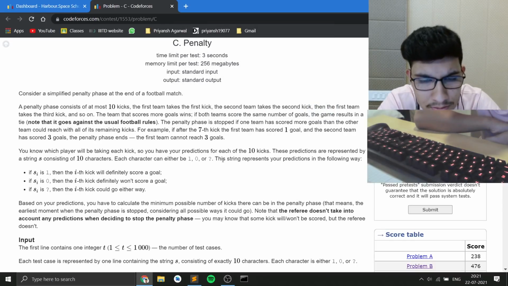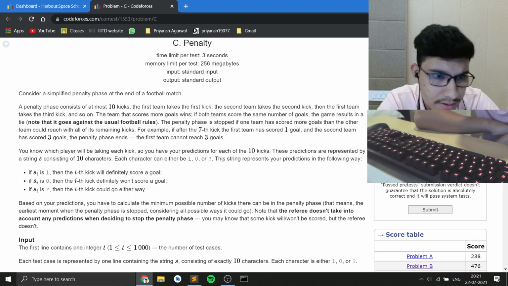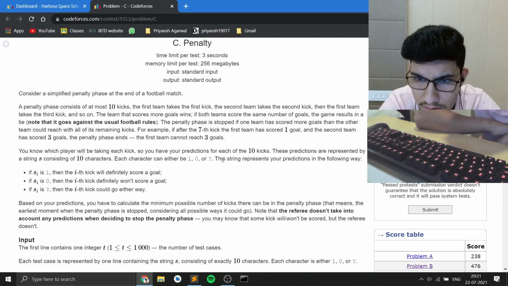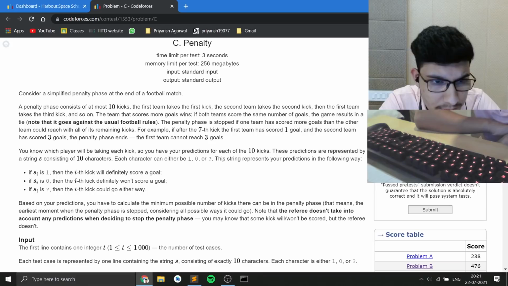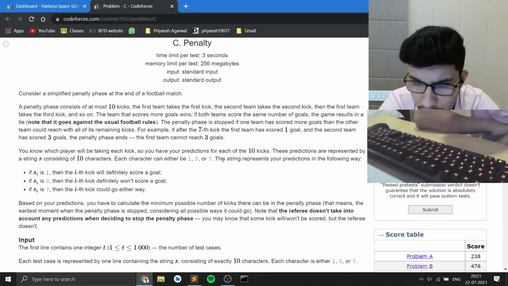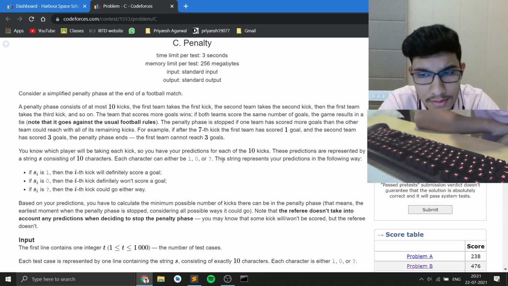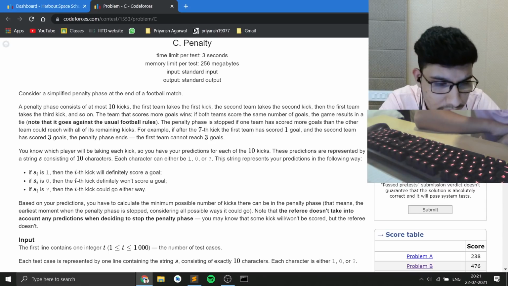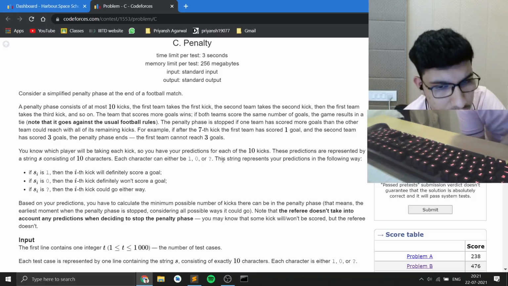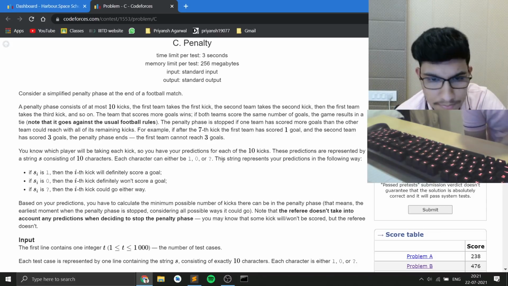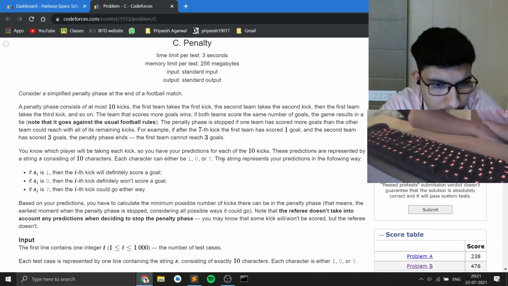Okay. The first team cannot reach 3 goals, right? This is right. You know which player will be taking each kick, so you have your predictions for each of the 10 kicks. These predictions are represented by a string s consisting of 10 characters. Each character can either be 1, 0 or question mark. This string represents your predictions in the following way. If s_i equals 1, then the ith kick will definitely score. Right. Could go either way.